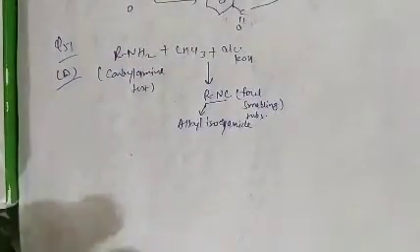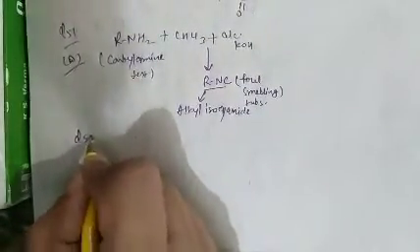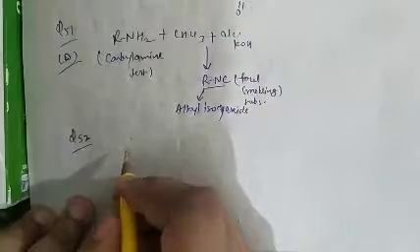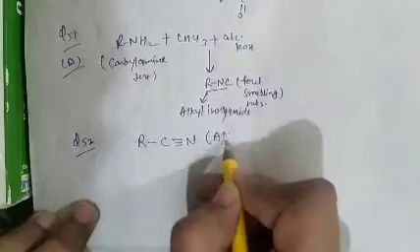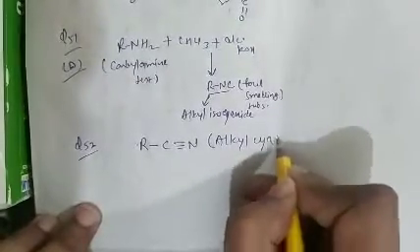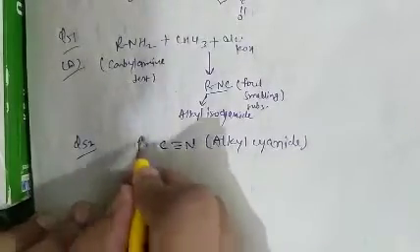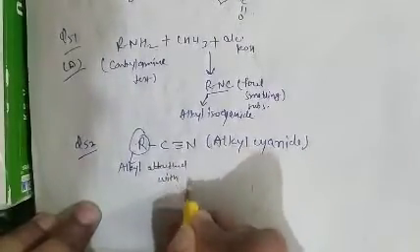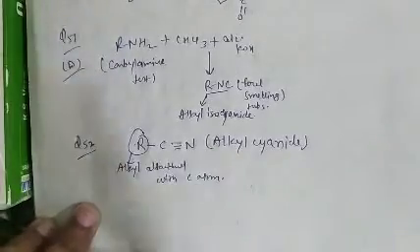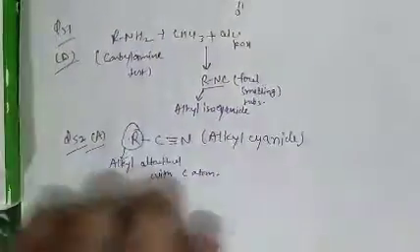See question number 52. In question number 52, what is given there? Alkyl cyanide is RC triple bond N. This is alkyl cyanide. And the question is about the alkyl group attached with, as we can see, this alkyl group attached with the carbon atom in alkyl cyanide. So question number 52, option A is correct. See question number 53.